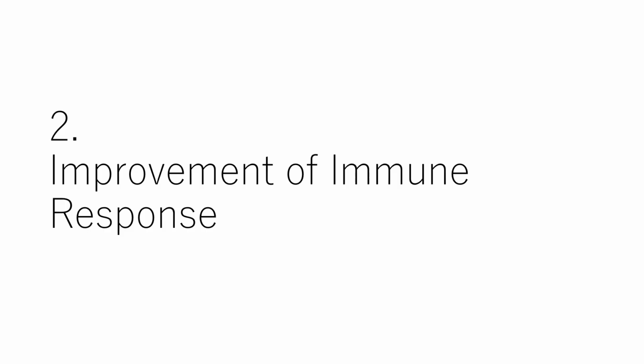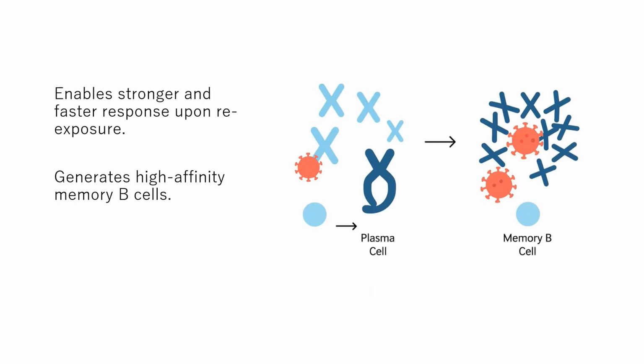Second, improvement of immune response. Affinity maturation helps the immune system respond stronger and faster when the same pathogen appears again or stays in the body. It also creates high-affinity memory B cells, which are key for long-term protection.